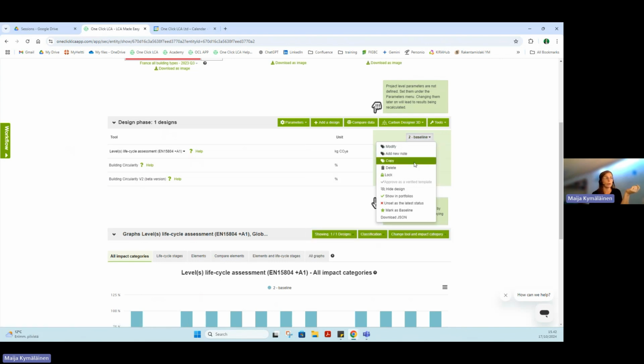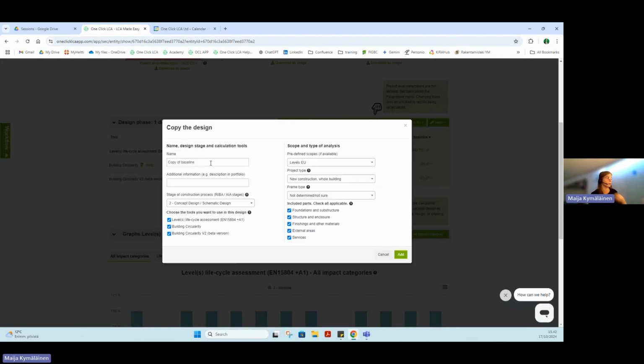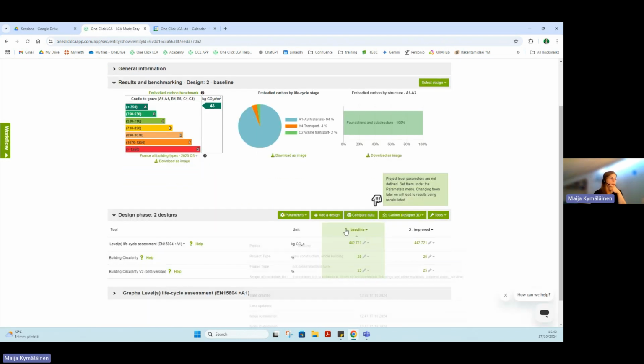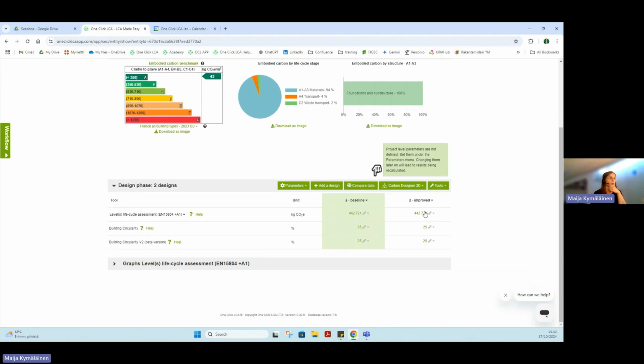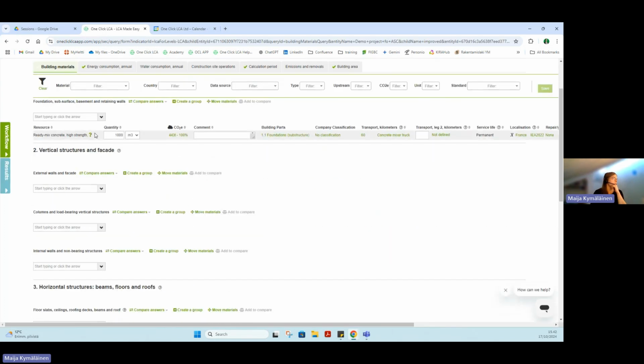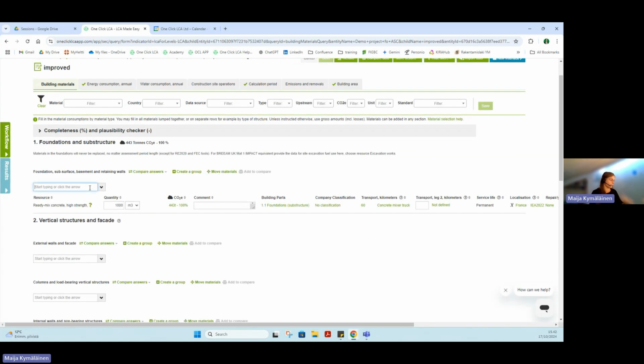So we want to create a copy of our design and then call that the optimized design. We just go here and click copy, and we can name it improved. You can name your designs whichever names you want to, but it's usually good to start with the baseline so you know where you're going. Here we go back to the building materials and we realize that there is actually the same kind of concrete, but with more recycled content.